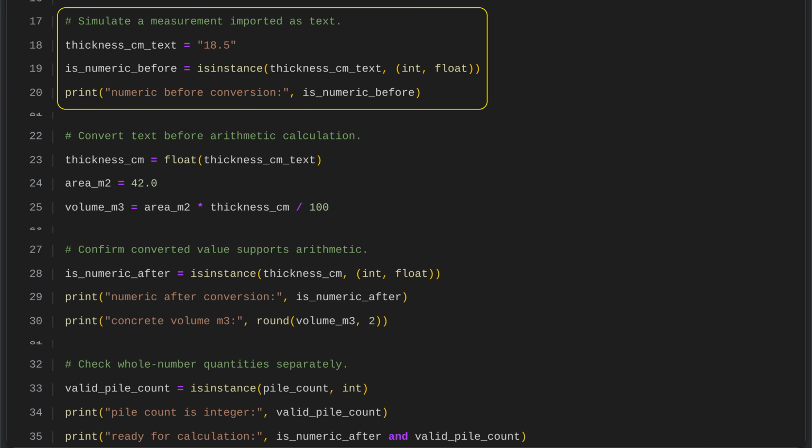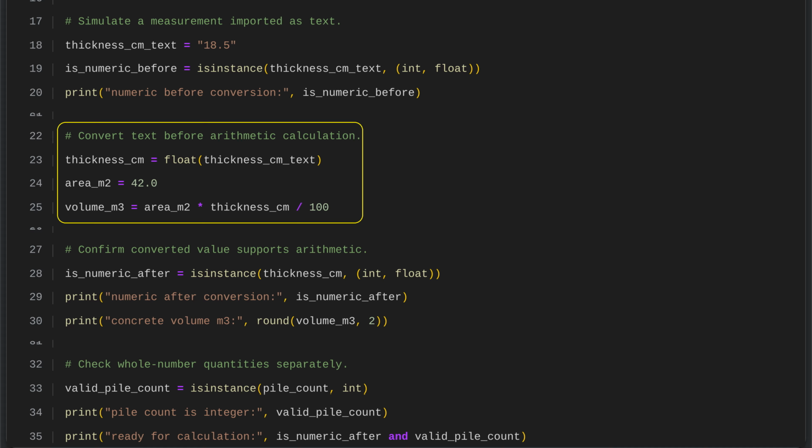A measurement imported as text is stored as the string 18.5. To check whether it can be used in arithmetic, the value is tested with the isinstance function to see if it is an integer or a float. The result is false, confirming that the value is still text and must be converted before doing calculations.